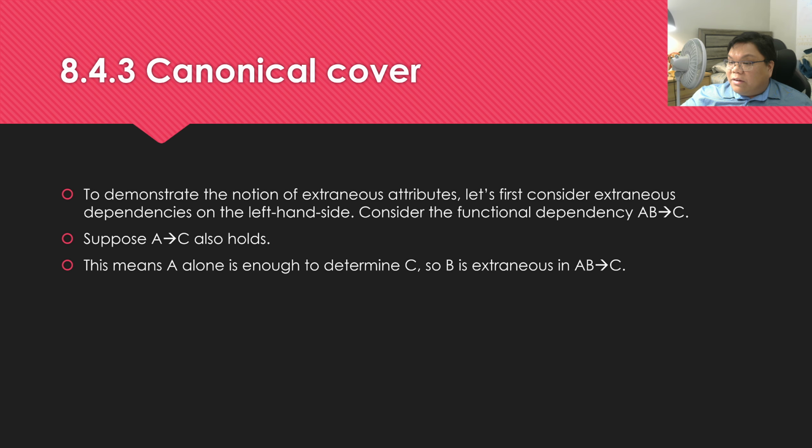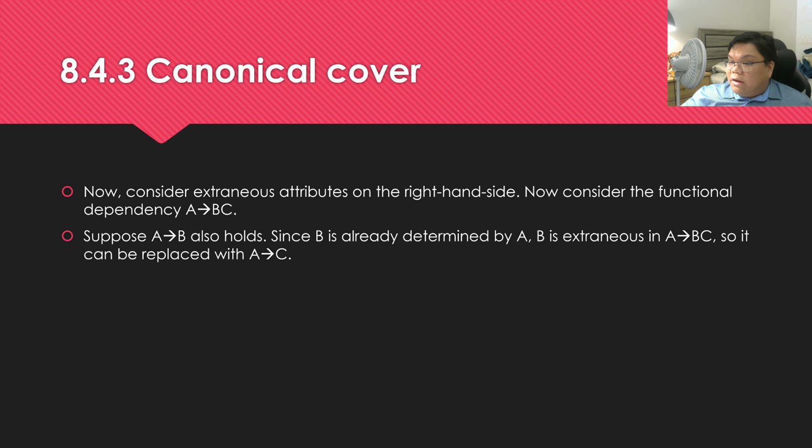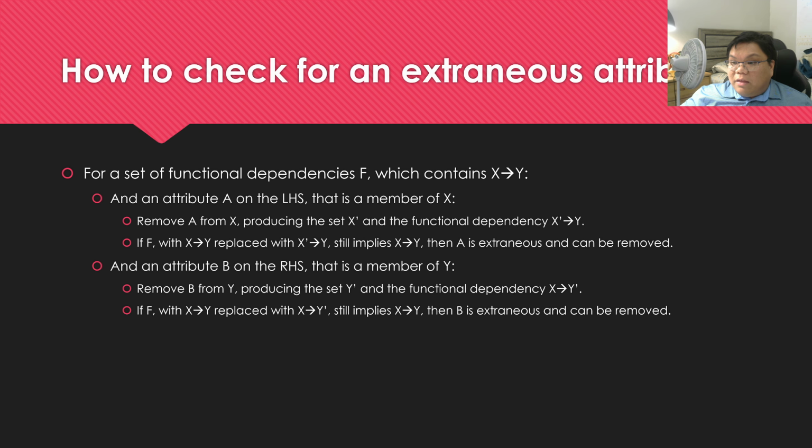But I do have another definition here as well. So suppose you have a set of functional dependencies F, and you have in there a functional dependency X determines Y. So the thing is, you're going to have two versions of this algorithm based on whether the extraneous attribute is on the left-hand side or the right-hand side.